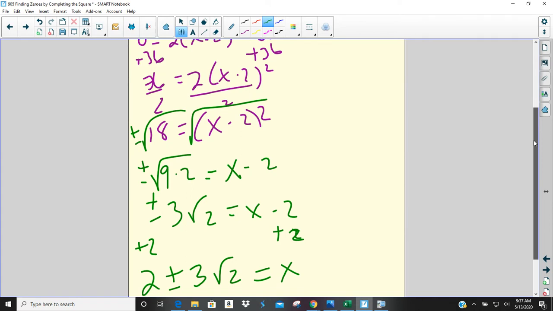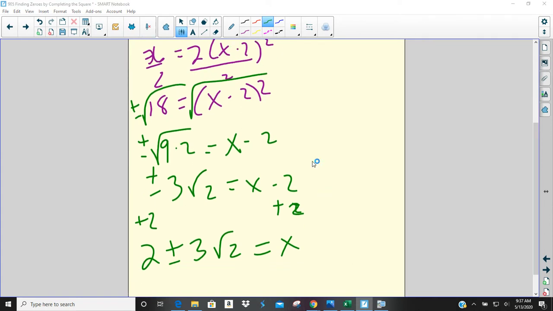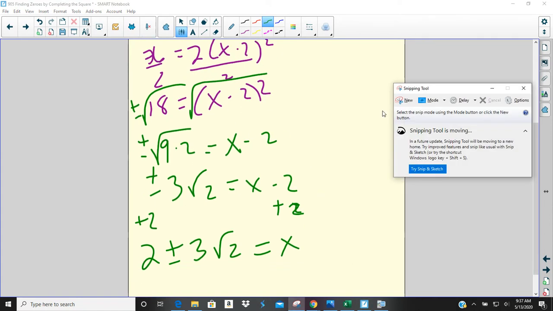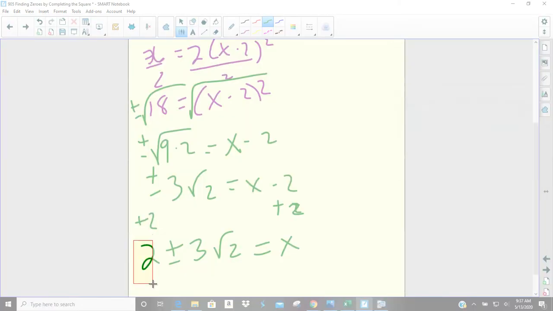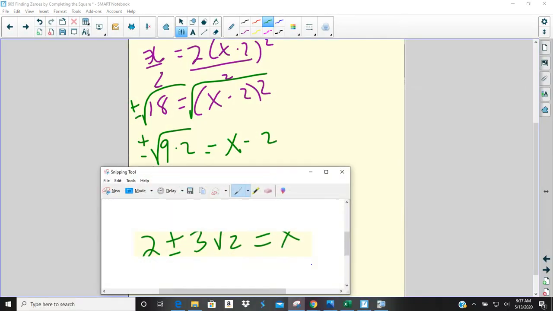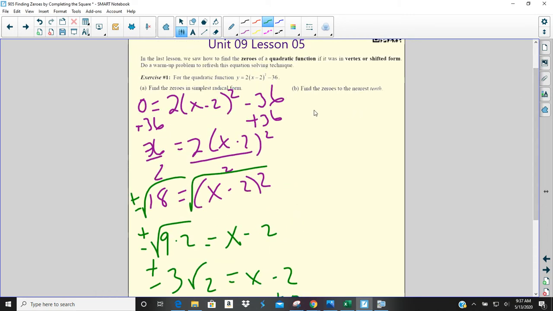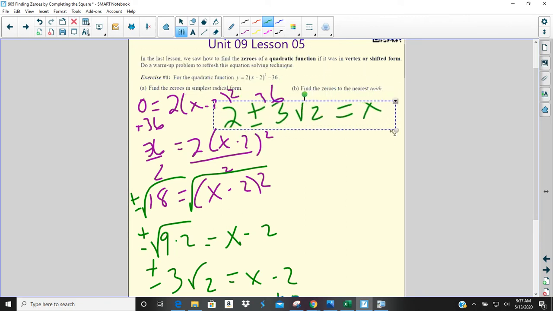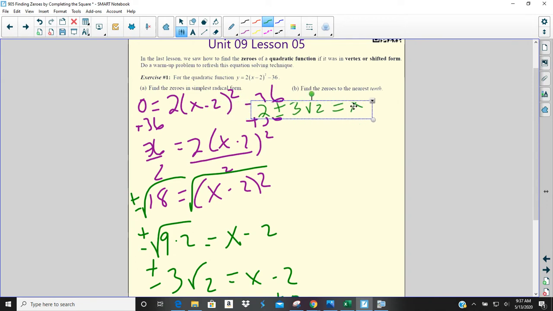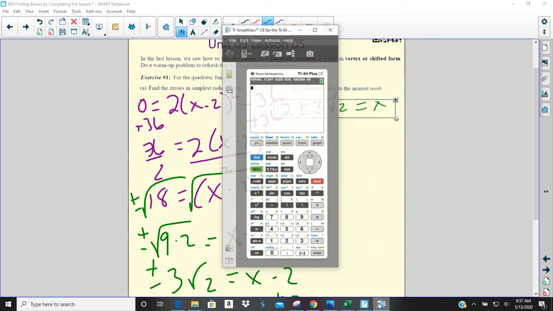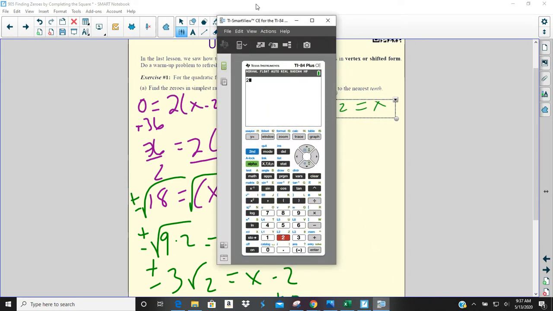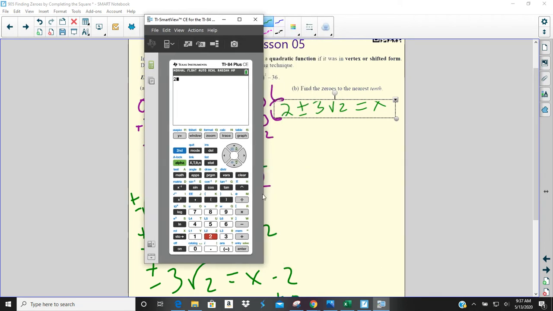Okay, so the second question says, and this, once we do all this work, it's a little easier. Find the zeros to the nearest tenth. So I'm going to now take what we just did. Let me just move it up here so that we can quickly access it. I want to use this number to find the zeros, to the nearest tenth. So I'm going to take this number, 2 plus 3 square root of 2, and put it in my calculator.